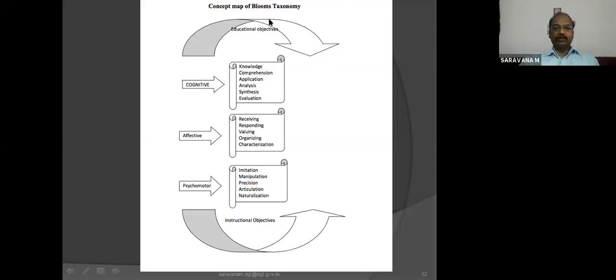So these elements are used, and they help to write the instructional objectives and educational objectives systematically. This is the general objective, and below it the instructional objective. So from the educational general objective down to a particular instructional objective, the cognitive, affective and psychomotor domains and their major components are used. This has been kept just for an idea.